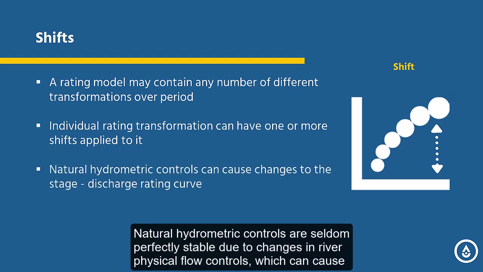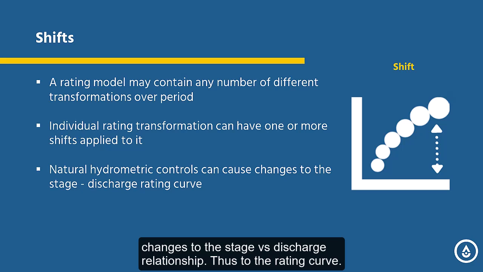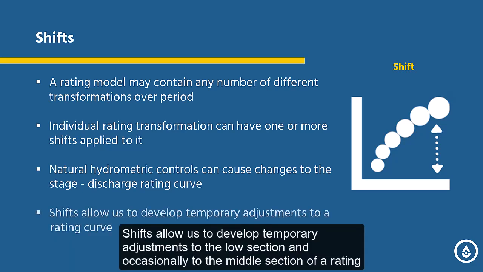Natural hydrometric controls are seldom perfectly stable due to changes in river physical flow controls, which can cause changes to the stage versus discharge relationship, thus to the rating curve. Shifts allow us to develop temporary adjustments to the low section and occasionally to the middle section of a rating curve.